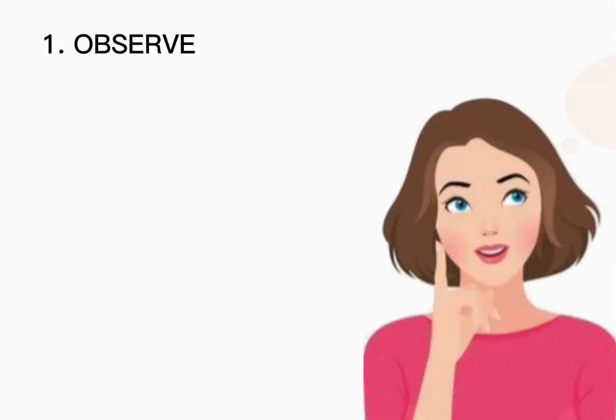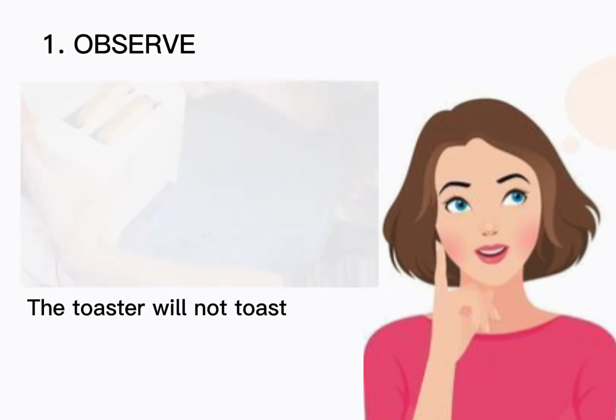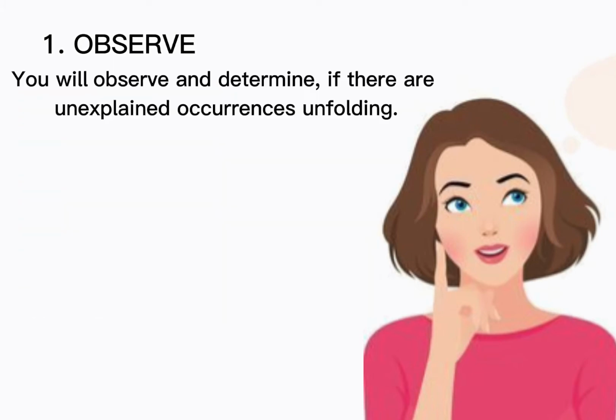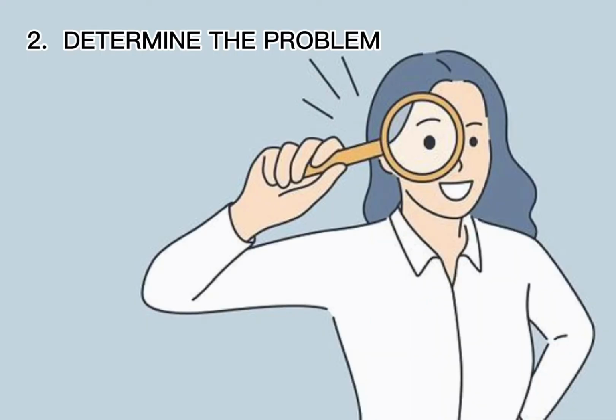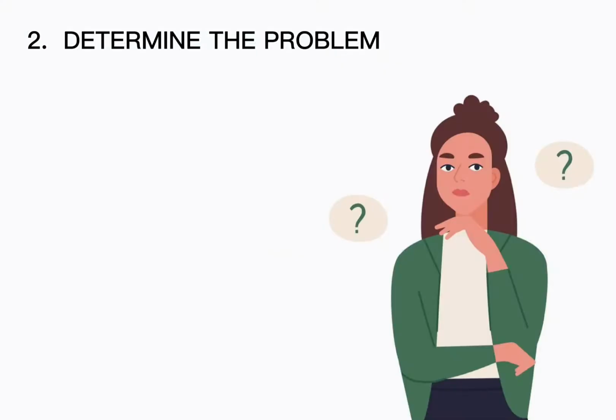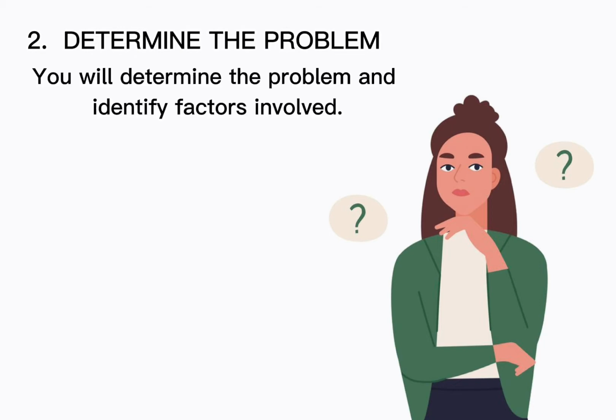First, make an observation or observations. For example, the toaster will not toast. You will observe and determine if there are unexplained occurrences unfolding. Second will be determine the problem. You will formulate some questions like why? What exactly is the issue? Why isn't the toaster working? Why won't my toaster toast? You will determine the problem and identify factors that are involved.